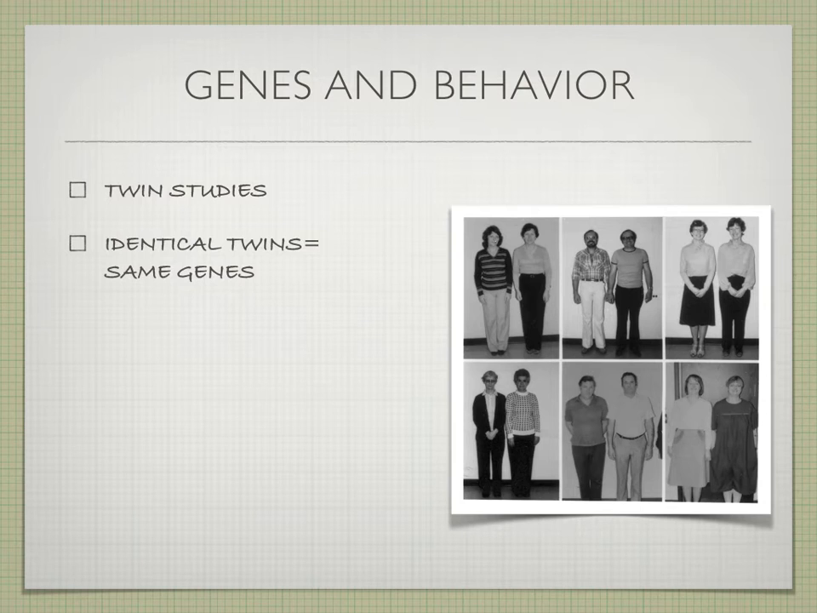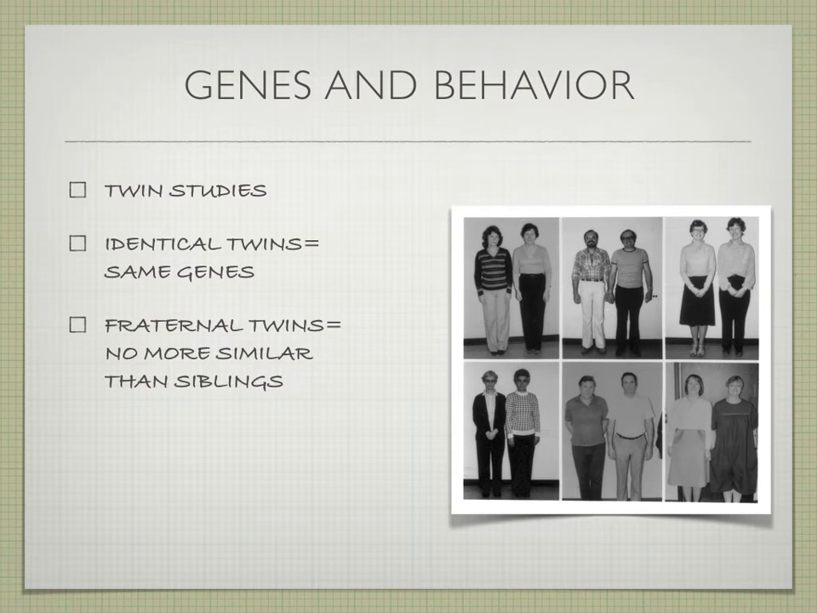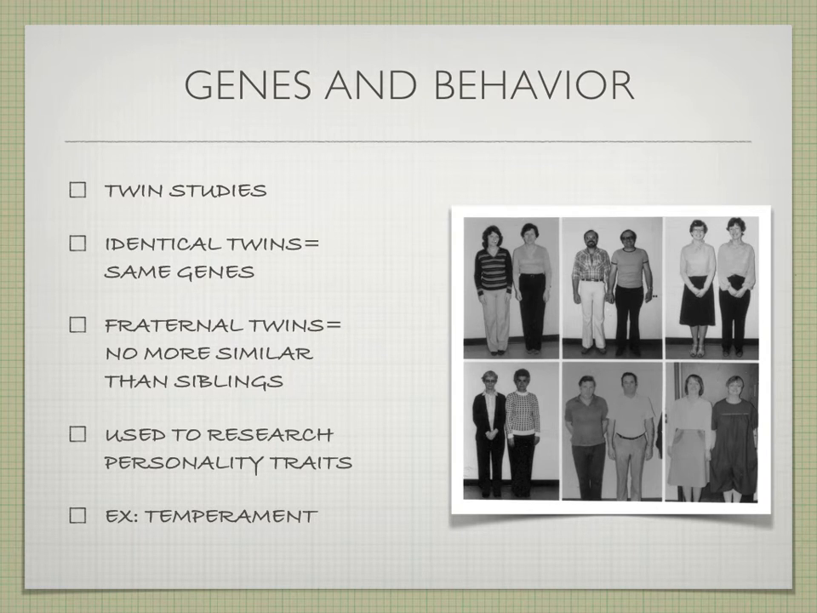Remember, they are genetic clones, so they have the exact same genes. When we have those dizygotic twins, those fraternal twins, they are no more similar than regular siblings. And so we can use this to study, say, personality traits. We use it to study many things, but one of the things we can use it for is to study personality traits or temperament. So again, we can look at the contribution when we compare monozygotic versus dizygotic twins and see what role genetics is playing.